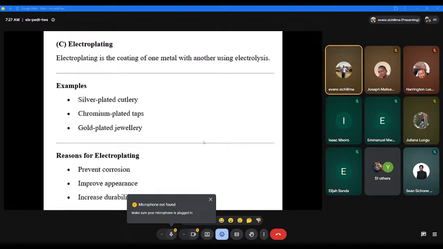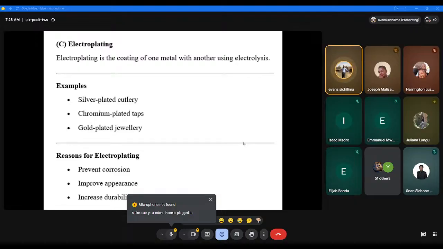So we have an example that is given here. Electroplating is the coating of one metal with another using electrolysis. So you're going to have the main metal being coated. It's more like a form of painting, but this form of painting is more effective, more permanent, and smoother, and more purposeful. For example, silver-plated cutlery.